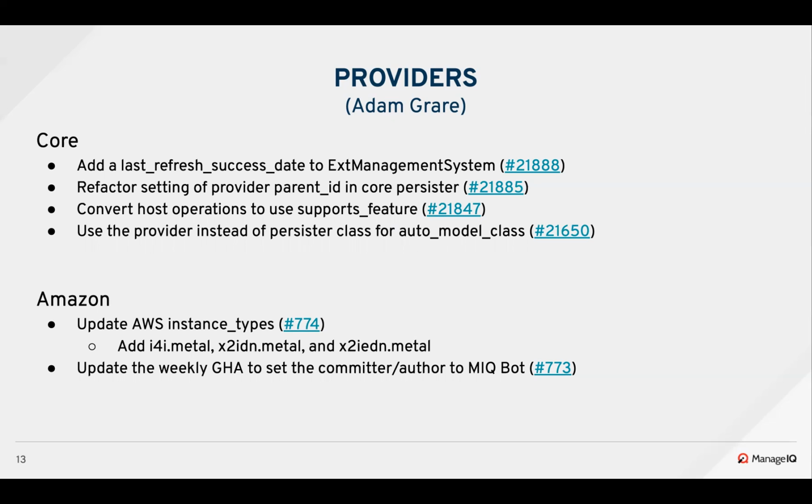For Amazon, our scheduled instance type updater put a PR in to add the following metal flavors. We also updated the GitHub Actions script to set the committer and author to be MIQ bot, since before it would pull the latest commit author for the branch. So it looked like, for example, Jason made the pull request and the commit when it was actually just the bot. Next slide.